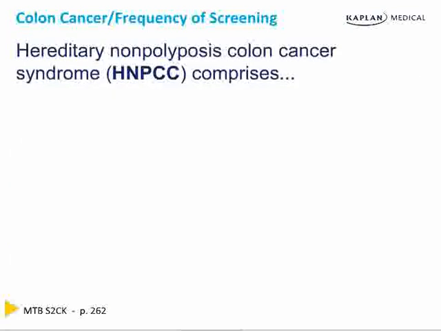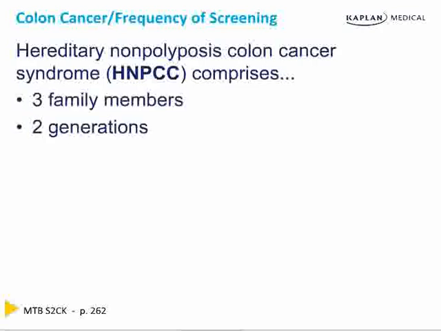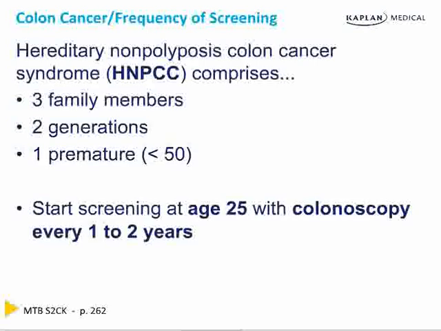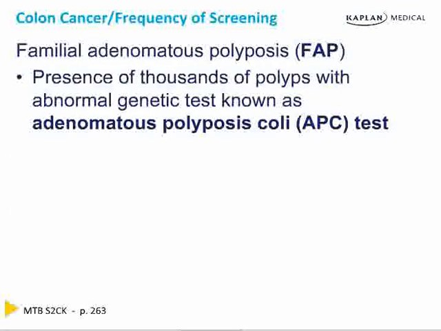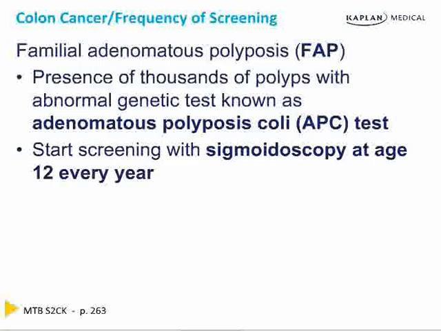Now, let's clear up some issues about hereditary non-polyposis colon cancer syndrome. It must comprise 3 family members, 2 generations, and 1 patient with premature colon cancer. For these patients, we start screening at age 25 with a colonoscopy every 1 to 2 years. Familial adenomatous polyposis is the presence of thousands of polyps in a carpet-like fashion with abnormal genetic testing known as the adenomatous polyposis coli test. We screen these patients with sigmoidoscopy at age 12 every year of their lives.